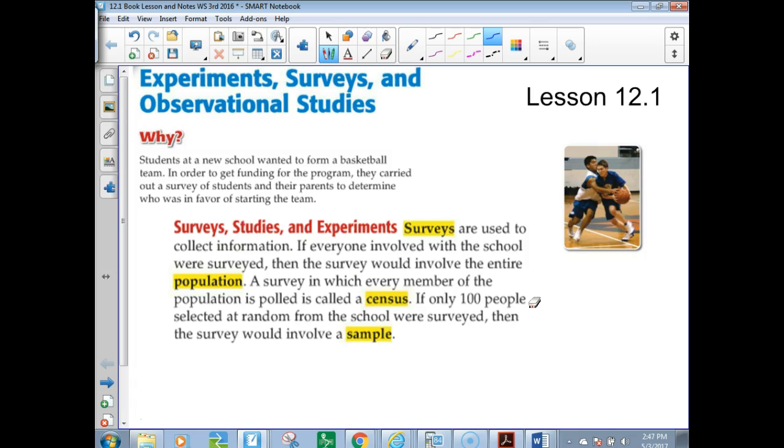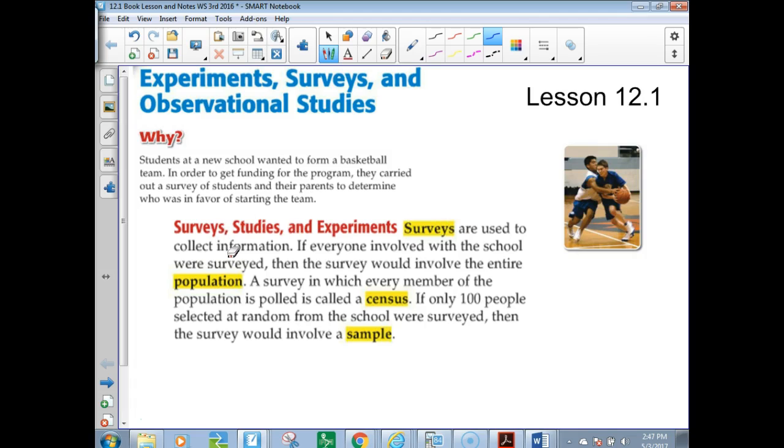It's not all about reading. There are a lot of mathematical computations within this, but today it's really about thinking about what you would need to do in order to decide whether you want to do a survey, an experiment, or just an observational study.